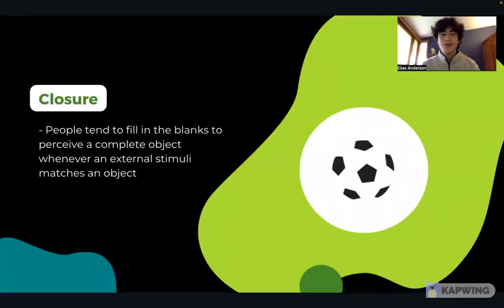First off, we're going to be talking about closure. Closure is when people tend to fill in the blanks and to perceive a complete object whenever it matches an external stimuli or object. So for this example on the right, we have a soccer ball, but the only reason we can tell it's a soccer ball is because our mind puts it together.